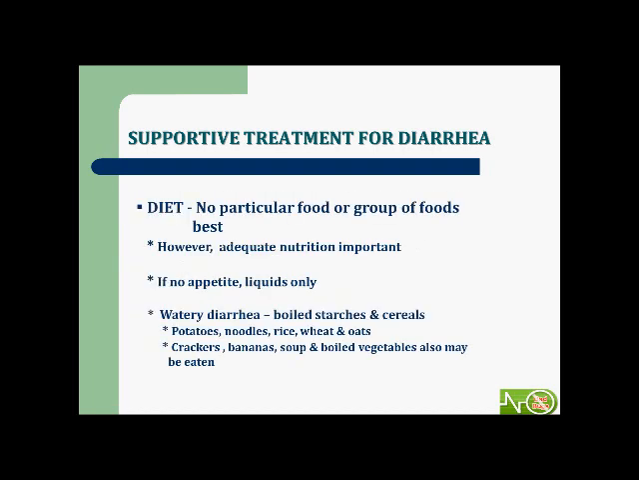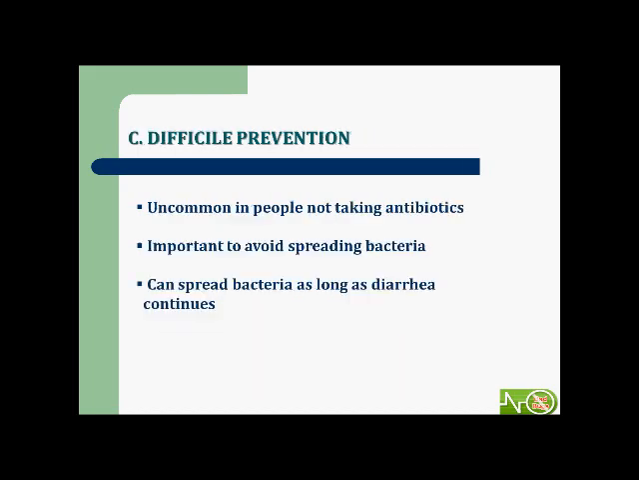And there is no particular food group that is recommended, but adequate nutrition is very important, and use of boiled starches and cereal and potato, noodles, rice, wheat and oats, and crackers, banana, soup, and boiled vegetables may also be eaten. And coming to the prevention of C.